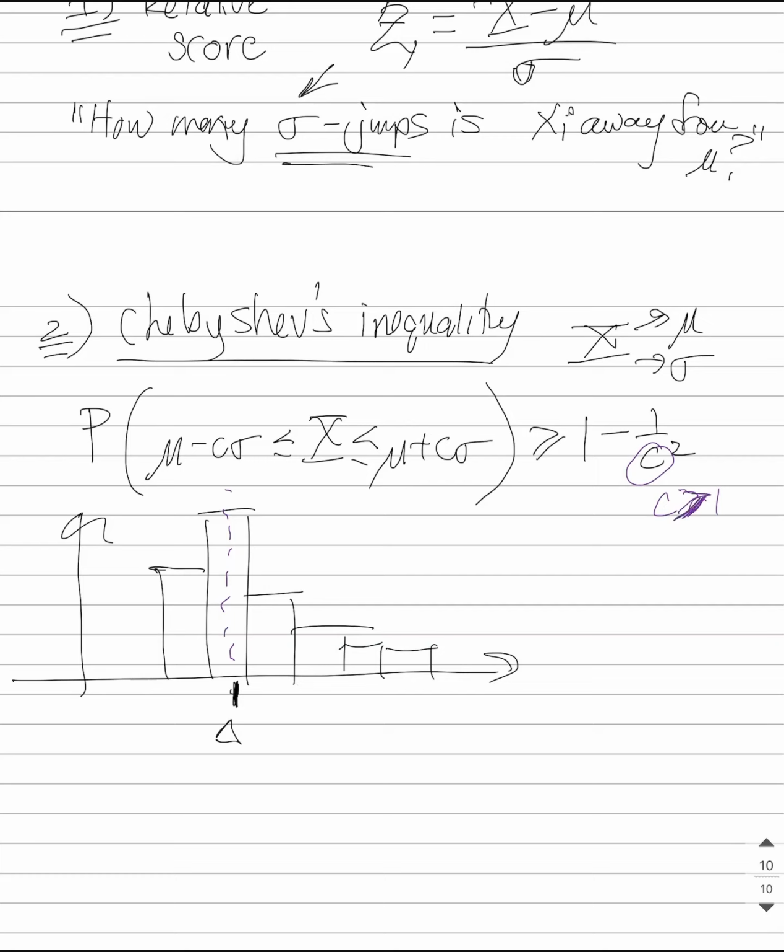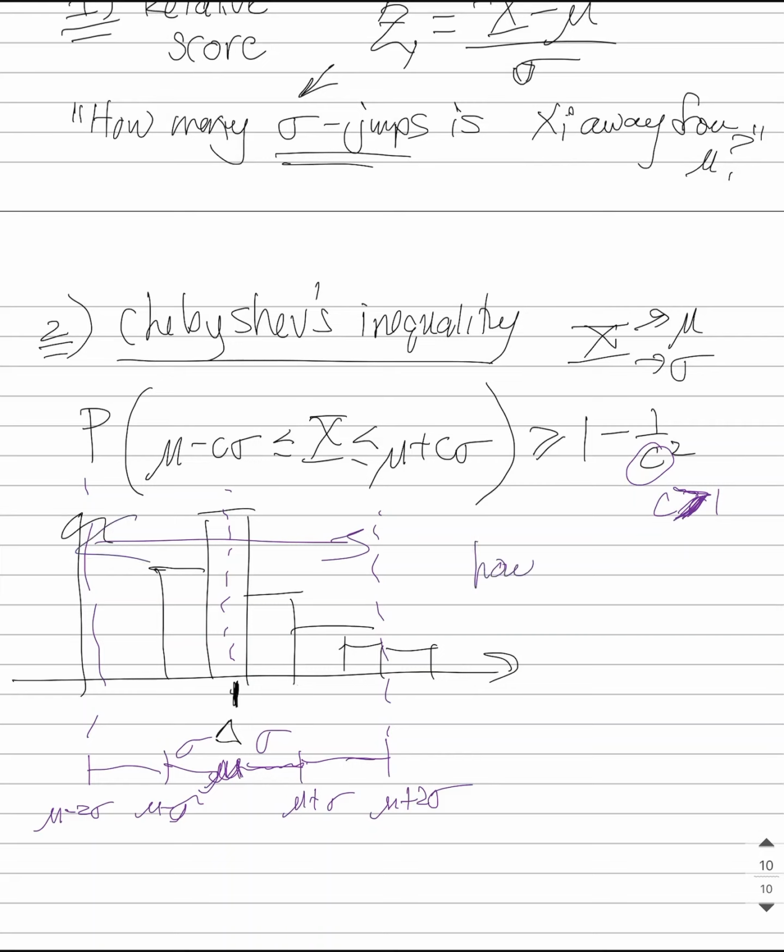Okay, so c is a number that has to be greater than 1. So if that's the mu there, I can essentially stretch my arms out and say, let's say that distance right there is sigma. So this would be mu plus sigma, and this would be mu minus sigma. If I were to go another jump of sigma, I'd get to mu plus 2 sigma, and mu minus 2 sigma. And then I essentially wrap my hands around the distribution, and I say, okay, give it a hug.